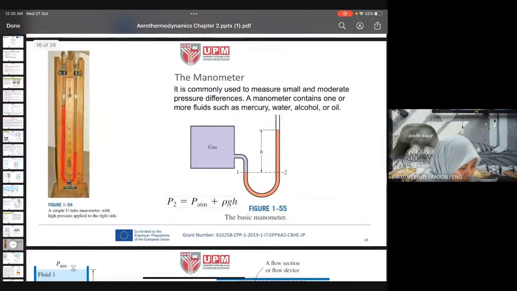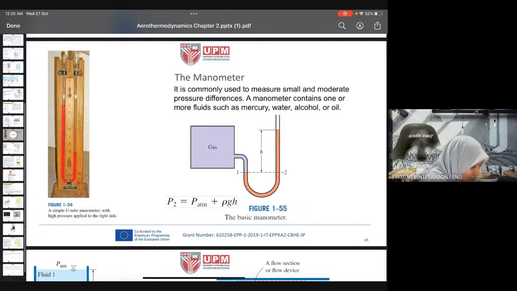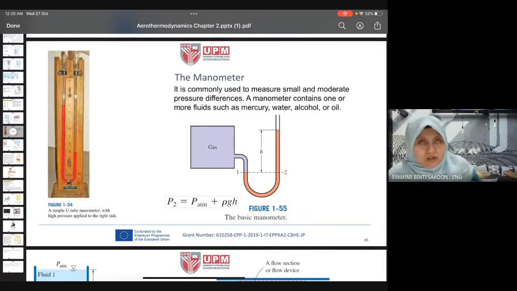Another device to measure pressure is called a manometer. It is commonly used to measure small and moderate pressure differences. This manometer you will see in your thermofluid lab next semester, thermodynamics plus fluid mechanics. You will use this manometer to measure the pressure of the fluid, and you will apply the concept of Bernoulli, etc.